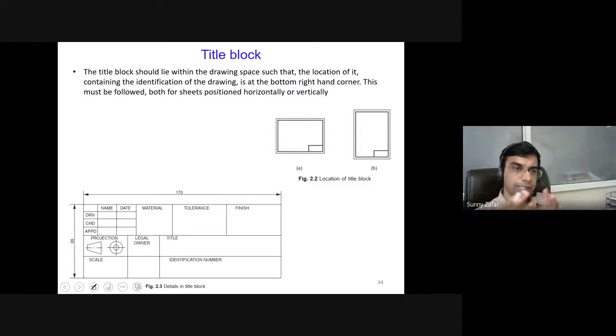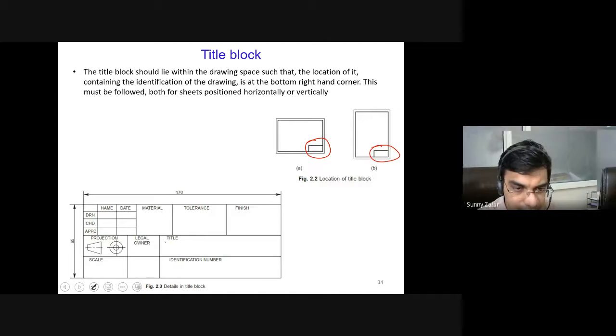Then in any drawing sheet, there is a very important component which is known as the title block. The title block generally comes in a landscape or a portrait mode. It comes on the lower right side of that sheet. These days, the title block is automatically generated in computer aided drawing software. But this title block contains very, very important information. So the title block contains the title.